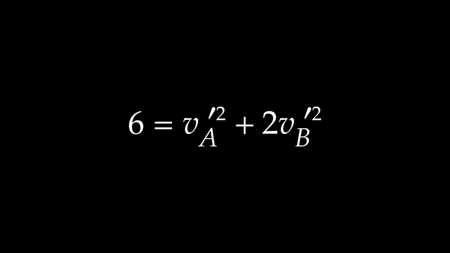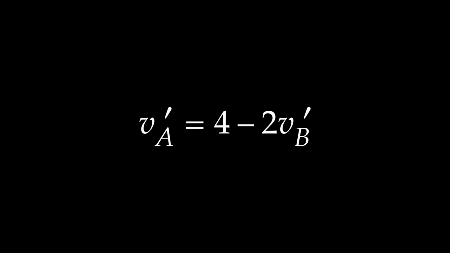A couple different ways to proceed, but for me, the most familiar way is to take my momentum equation and solve for the easiest thing to solve for, which obviously is VA prime. I'll solve for VA prime by subtracting 2 VB prime to the other side. So I have VA prime is equal to 4 minus 2 VB prime. I'm going to substitute that into my energy equation, but in the energy equation, it appears squared. So I'll square it first before I insert it.